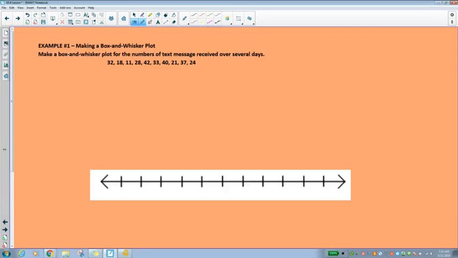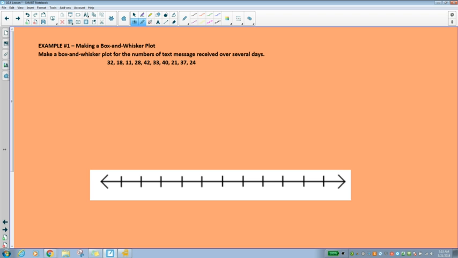The first example is to make a box and whisker plot for the numbers of text messages received over several days. We have our list of data below. The first thing we have to do is organize the data from smallest to largest.